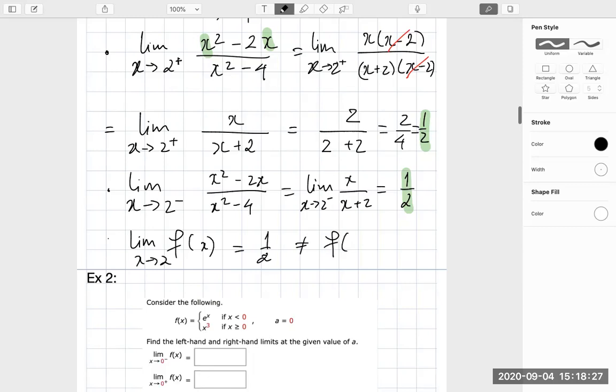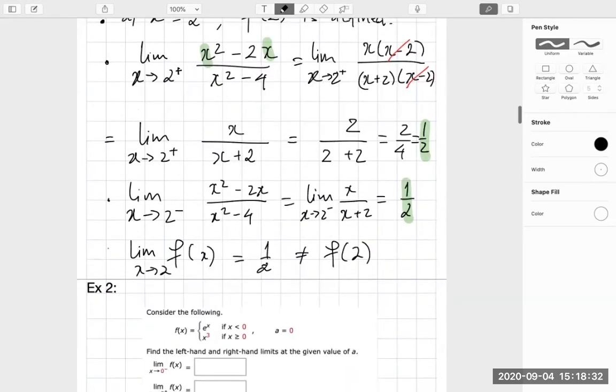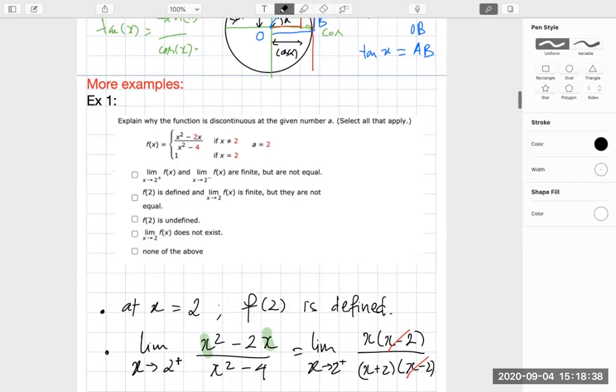But the value of the function f at 2 is defined as 1. So 1/2 is different from 1. Therefore, this is a discontinuous point, a removable discontinuity. Which one is the correct answer? So f of 2 is defined, that is correct. The limit of this is finite, that is correct, it is 1/2. But they are not equal, it means that this and this are not equal. So this should be the correct answer, right?